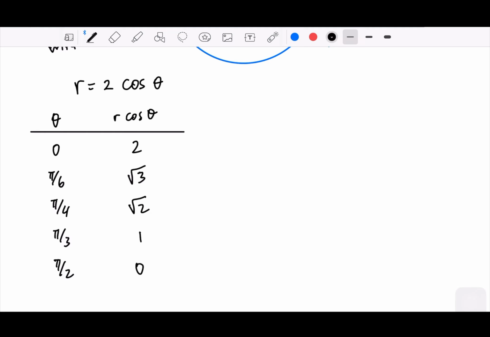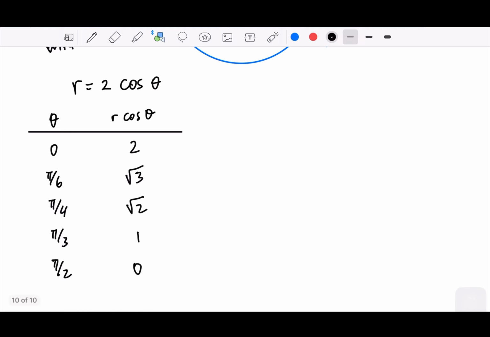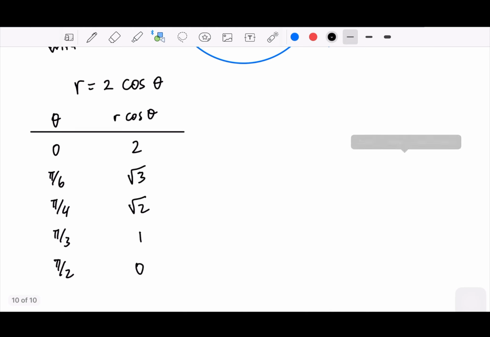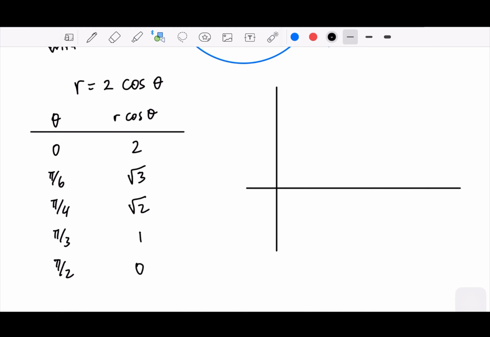Okay, now how to deal with this? First, remember this is not Cartesians. Here we will draw the polar. So we start from the polar axis. So this is the polar axis.